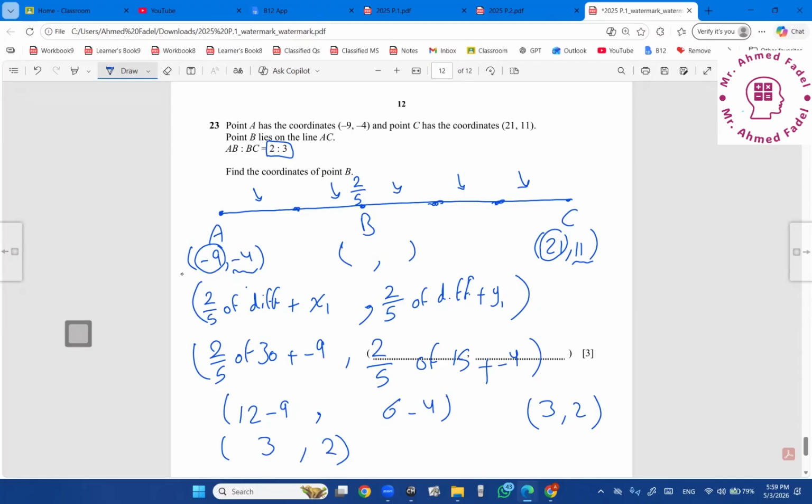If you remember this rule, it's going to be very easy. If you don't remember it, it's going to be a little bit messy and it's going to be very confusing to you.